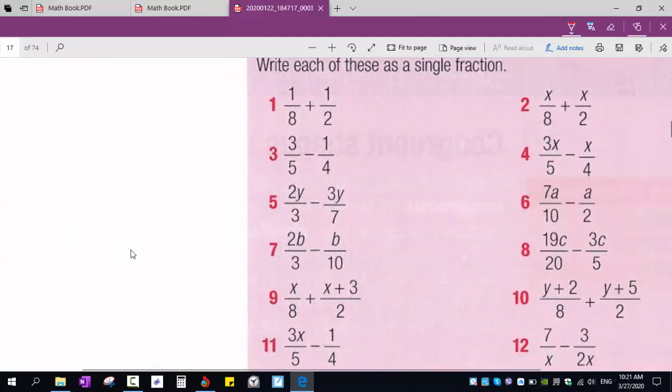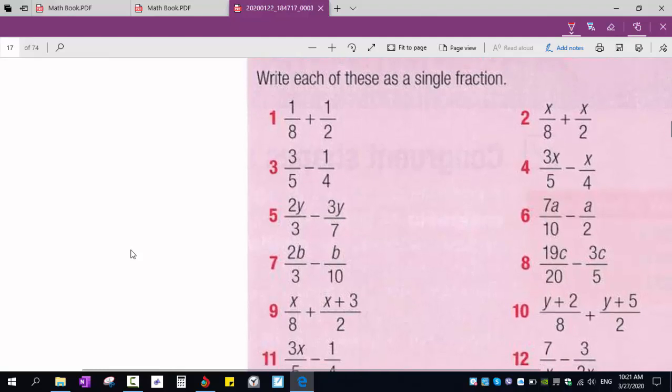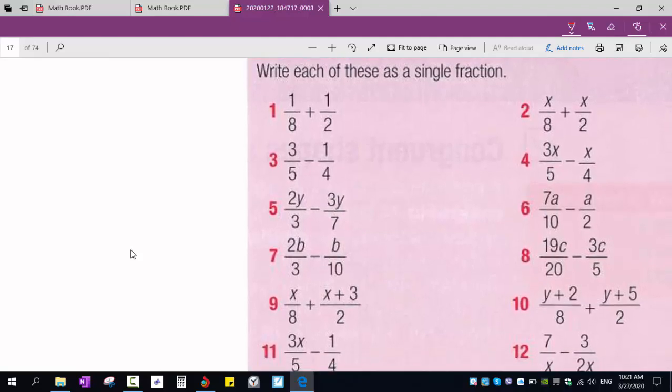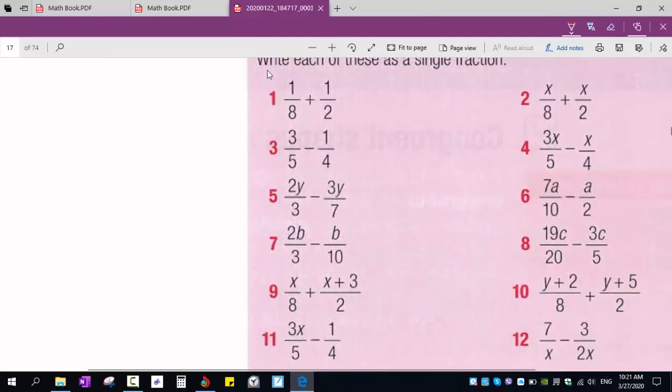Addition and subtraction of fractions is quite the same as addition and subtraction for algebraic terms like this. So let's do some of these. The first one is 1 over 8 plus 1 over 2. For adding fractions, we always need the common denominator. The common denominator between 8 and 2 is 8.